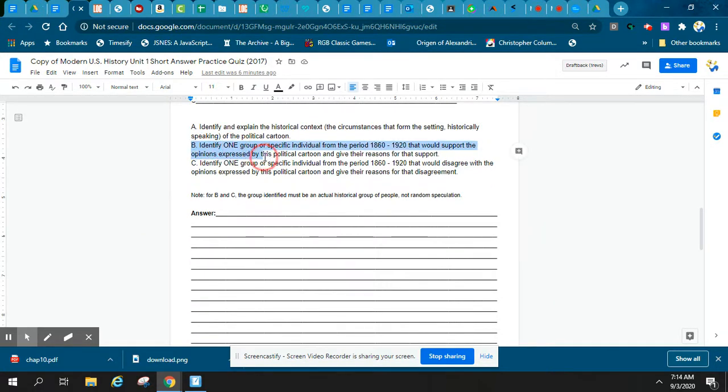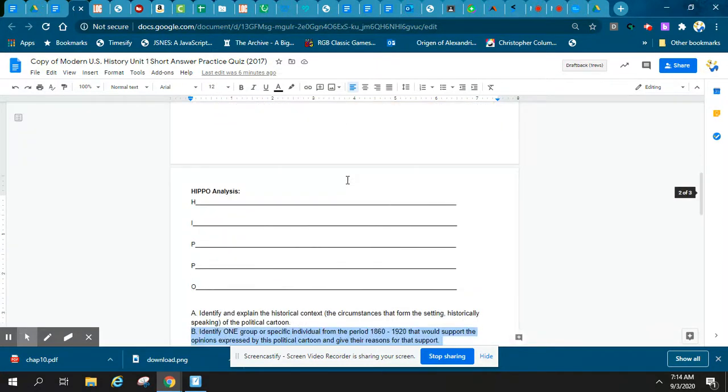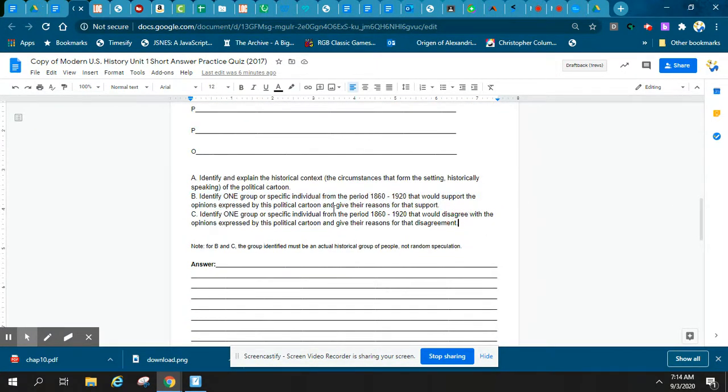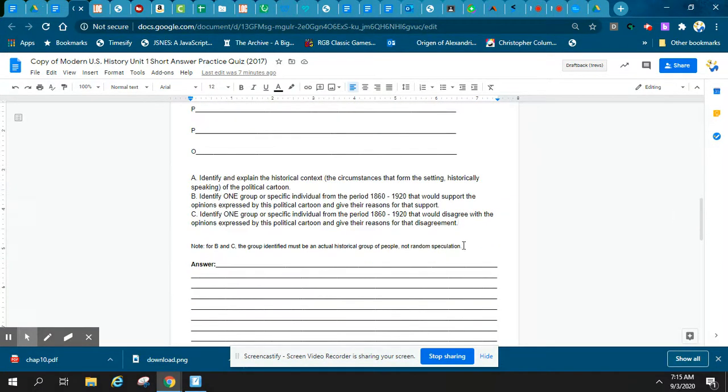To return back to two sentences here, you're going to pick a group or a person from the period that would support the opinions expressed by this political cartoon. So basically, somebody who would read this political cartoon and go, "Yeah, that's right, man. This is the truth." For that, I would strongly suggest using the textbook reading. And then same thing for the second part: identify one group or specific individual that would disagree with the opinions expressed by the political cartoon. So somebody would look at this and go, no, no, no, this isn't right. That's not true. They're exaggerating, or this is false. Same thing, I would use the textbook to help you. We're looking for an actual historical group of people or actual person, not just someone who was this. We need someone who's real, or a real group of people from history. So use that textbook to answer this.